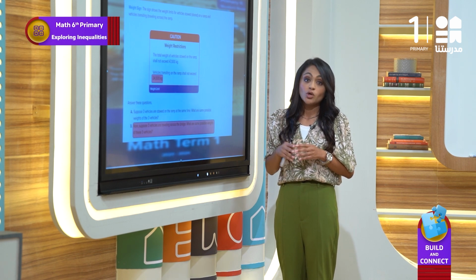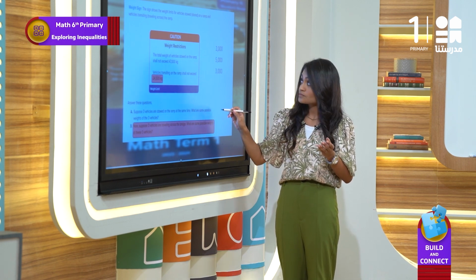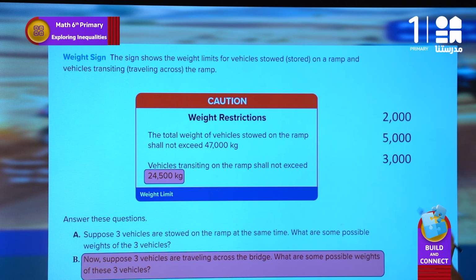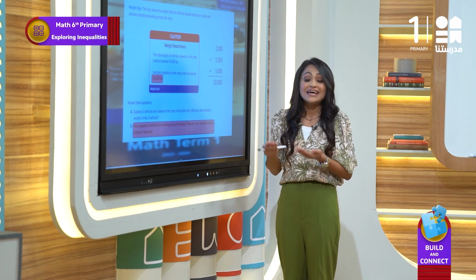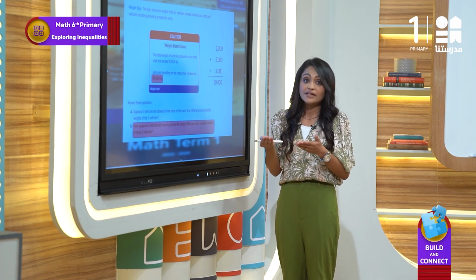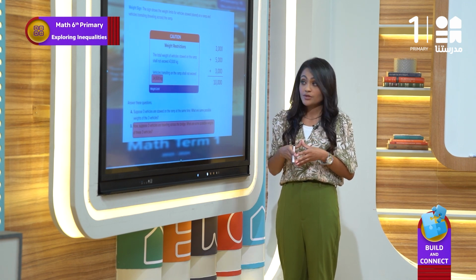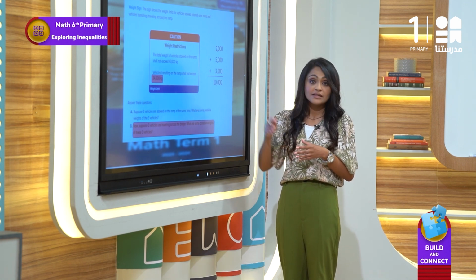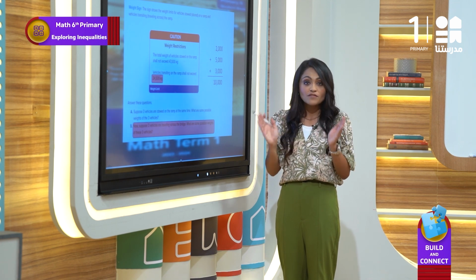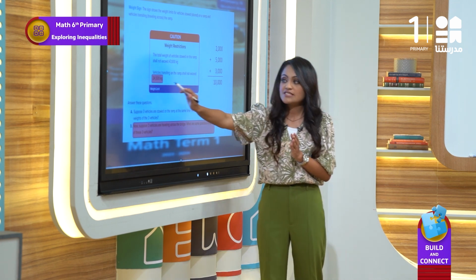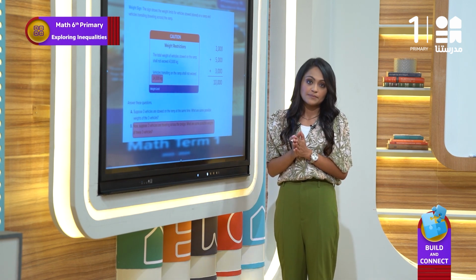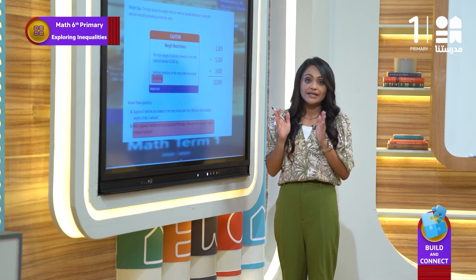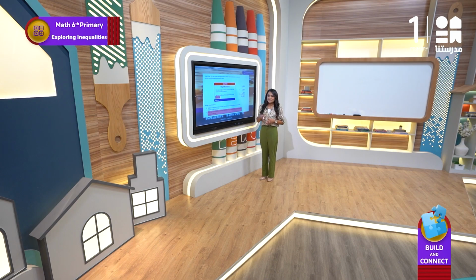Don't exceed 24,500 kilograms. We can write, for example, weights like 2,000 and 5,000 and 3,000 because the total is 10,000 kilograms. We can also write a number less than that or greater than this number, right? Which is 10,000. It's important that the sum of the weight is less than 24,500 kilograms.